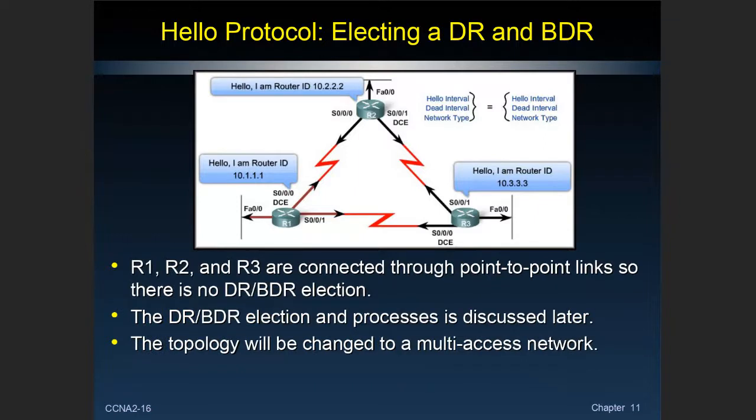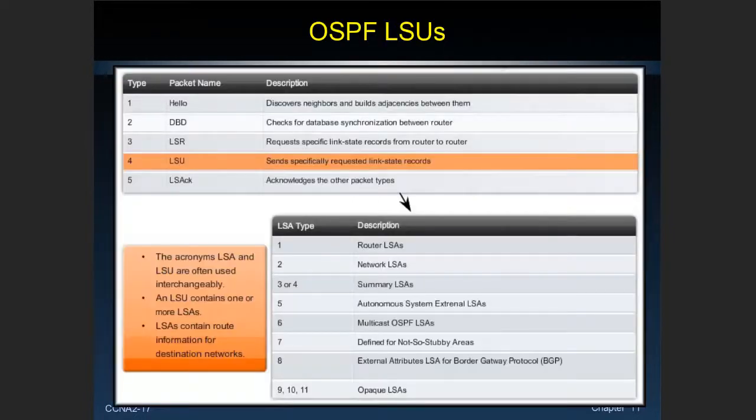Okay, on point-to-point links like this, there's no designated router, backup designated router election. It only takes place on Ethernet. Well, we're not going to have any point-to-point serial connections anymore in Cisco, so it's all going to be Ethernet connections. So on all our labs, there will be a designated router. When I do the walkthrough for the lab, we'll see that. So we'll change it to a multi-access network later on.